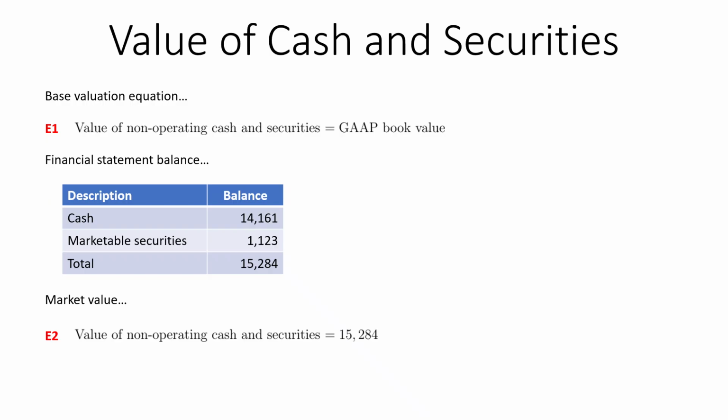So we're going to value that, and we're going to say that according to equation E1, the value of non-operating cash and securities equals the GAAP book value. If we take a look at the table, cash and securities are comprised of cash, which is at 14,161, then marketable securities, which is at 1,123, and then we get a total of 15,284. So if we look at equation E2, that's the market value of non-operating cash and securities, and we're going to assume that has book value. Therefore, the value of cash and securities is going to be 15,284.